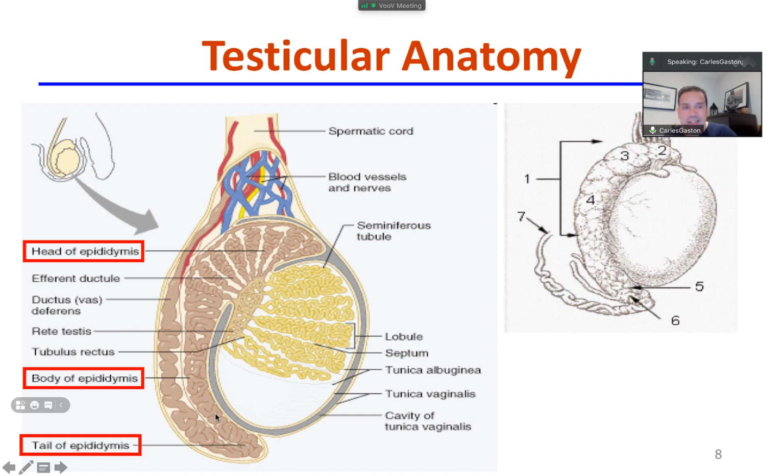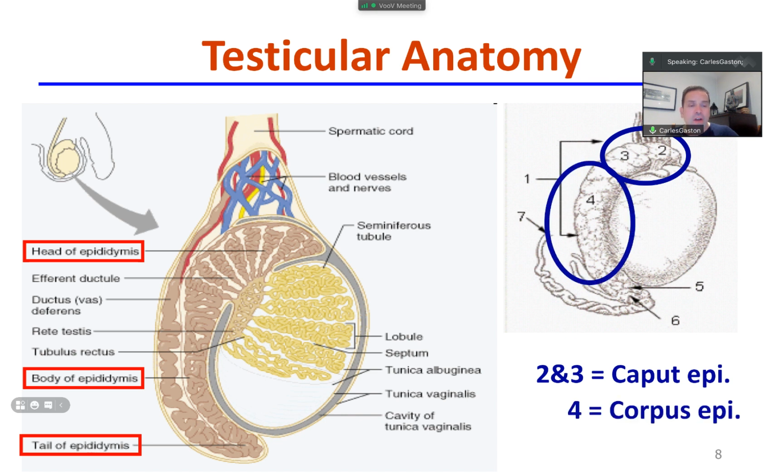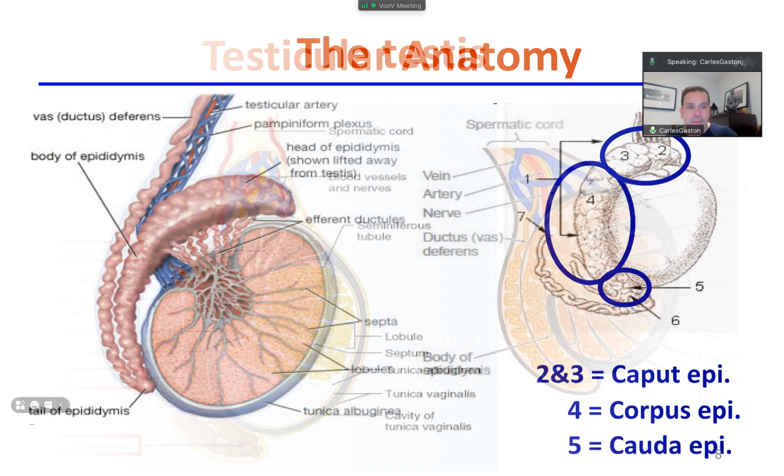The epididymis, as you can see, is attached to the testicle through this tubulus rectus, or this connection to the tubules. It is also vascularized by blood vessels and a spermatic cord. If we look at the epididymis here, it can be divided into five parts anatomically: 1 to 3, which is called caput epididymis, and 4, which is corpus epididymis, and 5, cauda epididymis.